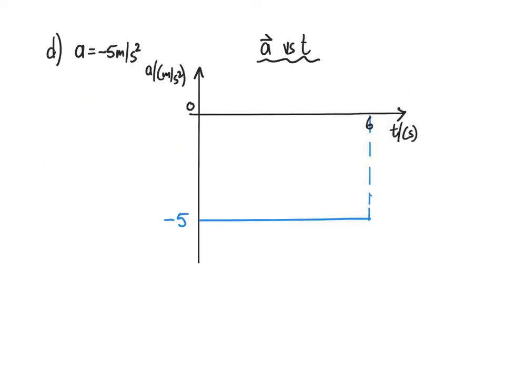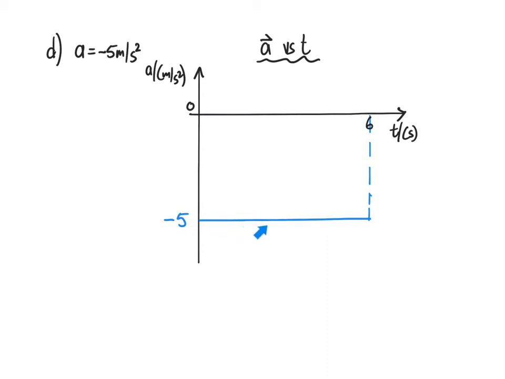Lastly, we are asked to plot the acceleration versus time graph. And over the 6 seconds, the acceleration is minus 5 meters per second squared, which we represent with a straight line. Now, I remember when I started studying motion, the acceleration was always a difficult one for me to conceptualize.